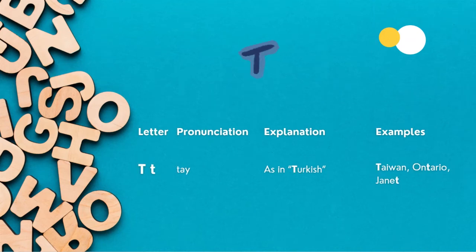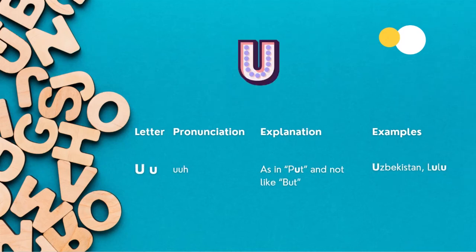Then we go to the T. And the T in Dutch is the T. Right? So explanation of that is as, for example, in Turkish, or for example, Taiwan, or Ontario, or Jeannette, the T. So repeat after me. T. Yes, exactly. Good job.